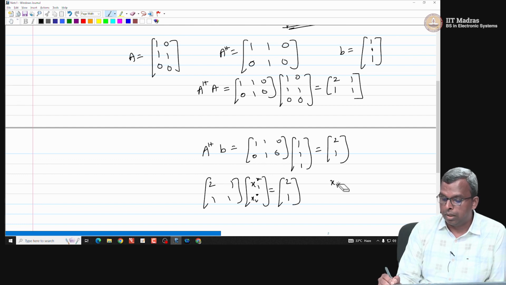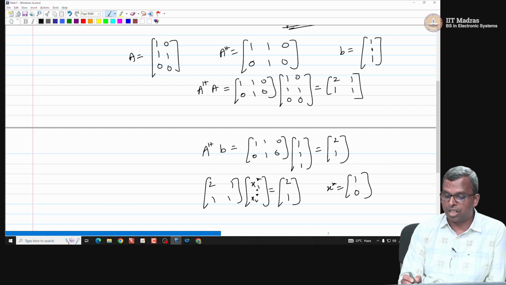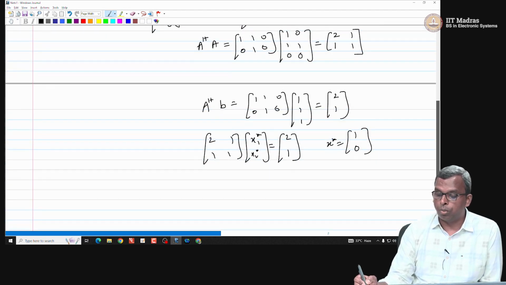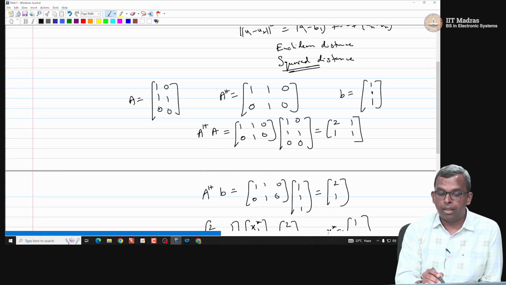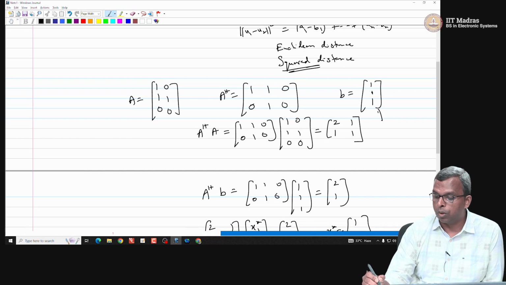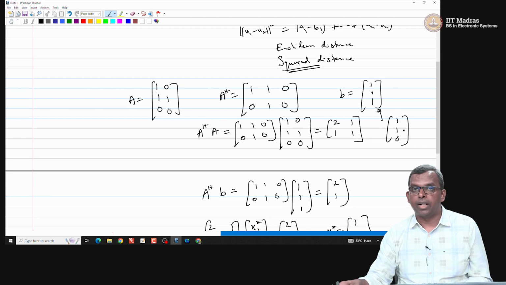And clear enough, you got a unique solution, that x star is equal to 1 0. So you can just by inspection see that the first column has to come here, so you get 1 0 as the answer. So the closest vector to this 1 1 1 in the column space here is just 1 1 0. So this is the closest vector in squared error distance.